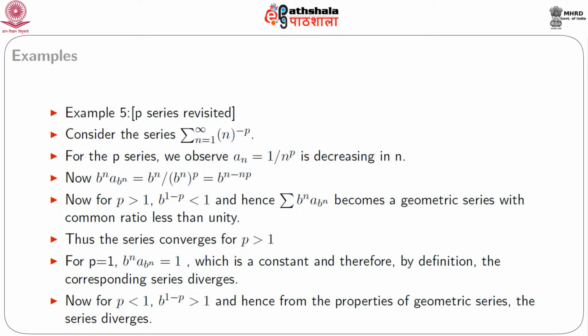However, for p equal to 1, b^n a(b^n) comes out as 1, which is a constant, and therefore by definition the corresponding series diverges. Next, for p less than 1, we have b^(1-p) exceeding 1, and hence from the properties of geometric series the series also diverges.